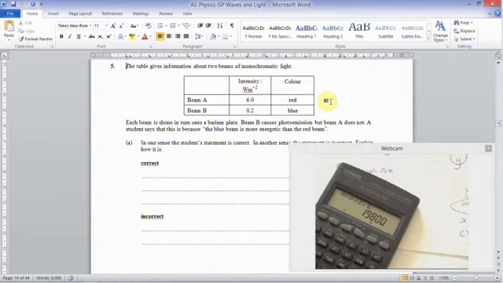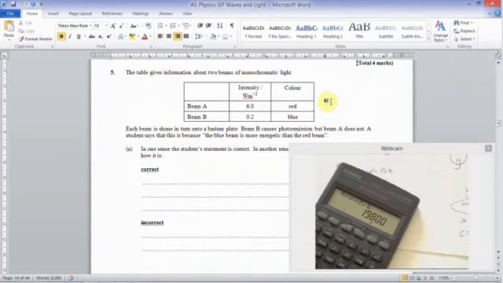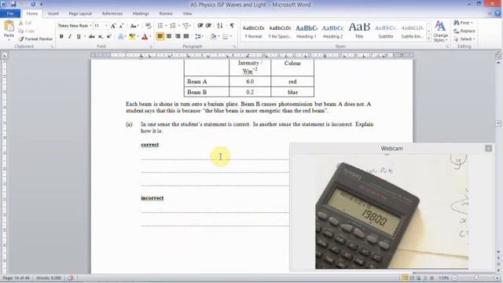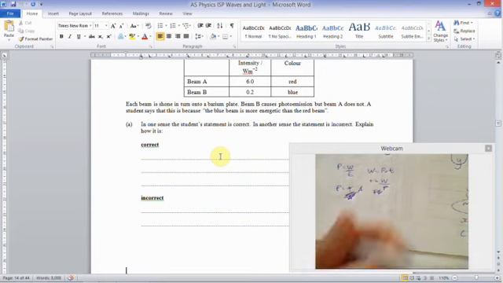So, the table gives information about two beams of monochromatic light, one colour light, that's all it is. Each beam is shone in turn onto a barium plate. Beam B causes photoelectron emission, but beam A does not. A student says this is because the blue beam is more energetic than the red beam. Okay, so blue beam is beam B, and red is beam A. In one sense, the student's answer is correct, in another sense, it is incorrect. Explain how this is.